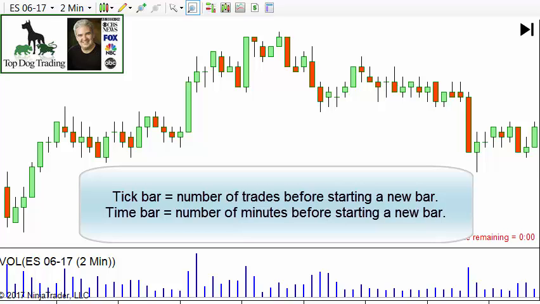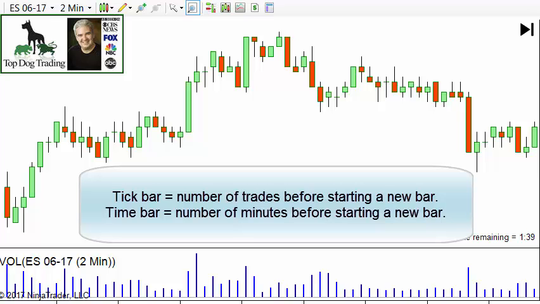What are tick charts? Tick charts are bars where the number that you put in, let's say you create a 1,000 tick chart, each bar represents 1,000 trades. So in this context, a tick is a trade, regardless of volume. Just how many trades go through the market.